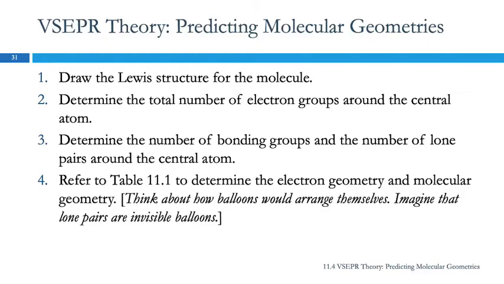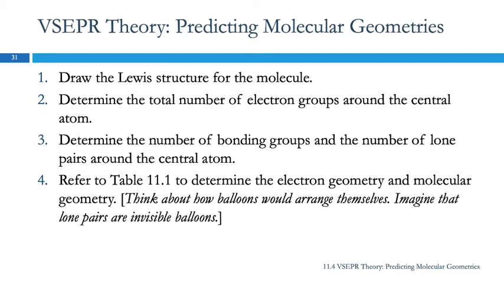This is a set of instructions for predicting molecular geometries. I like all of them except the fourth one. So first thing, draw the Lewis structure. Then determine the total number of electron groups around that central atom. Then look at the number of bonding groups and the number of lone pairs.